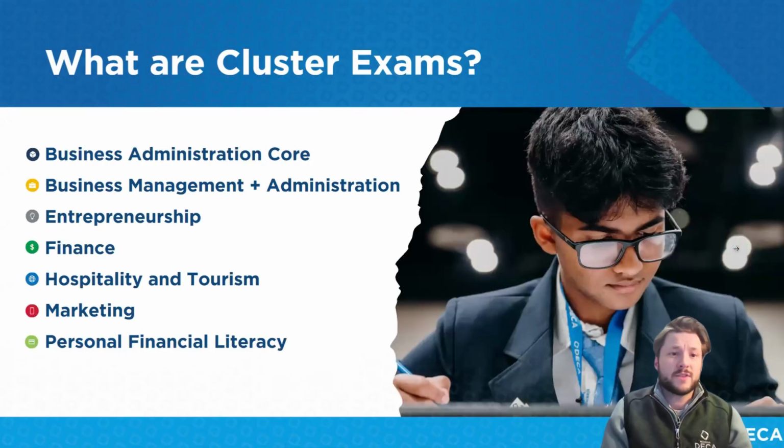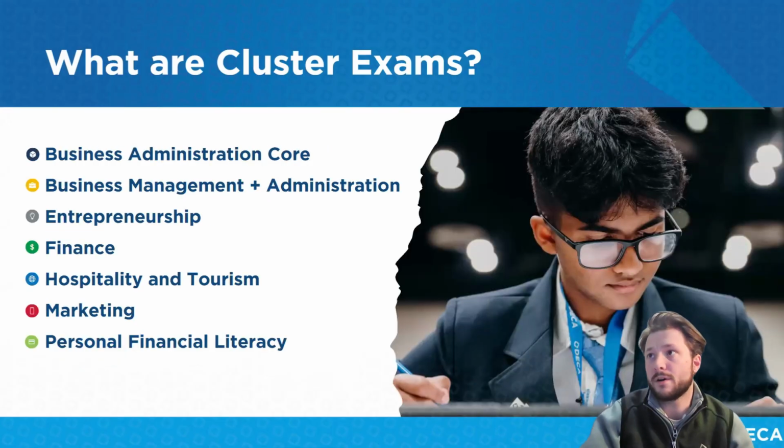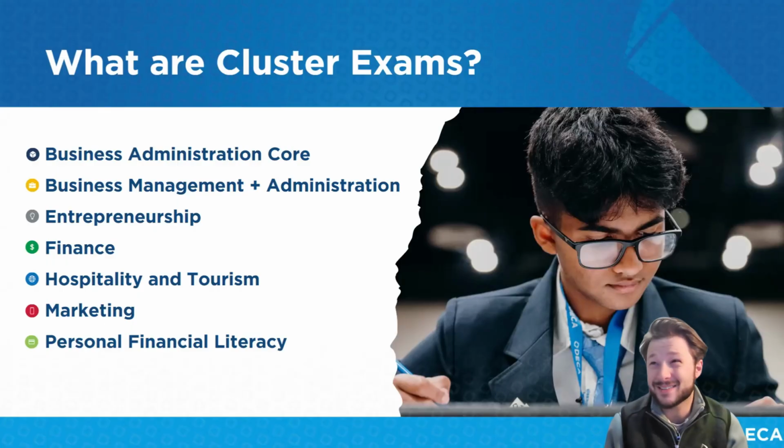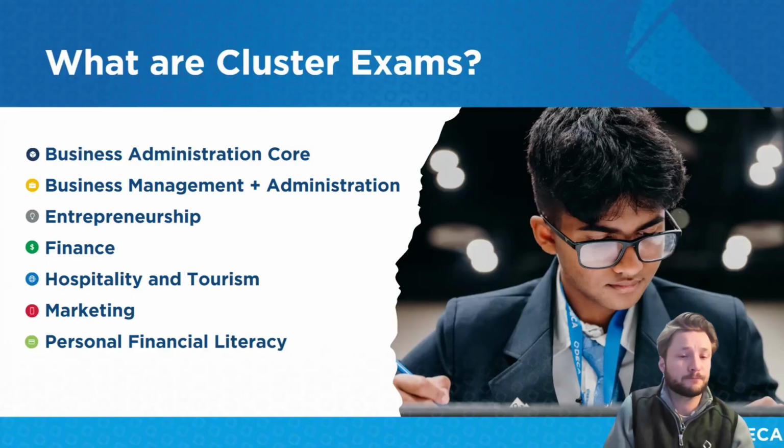So there are seven of them. They are Business Administration Core, which is the base cluster exam, if you will. It's the test that all of the principal events will take, all five principals. And then business management and administration, entrepreneurship, finance, hospitality and tourism, marketing, personal financial literacy are one part that core, one part specific to that cluster.